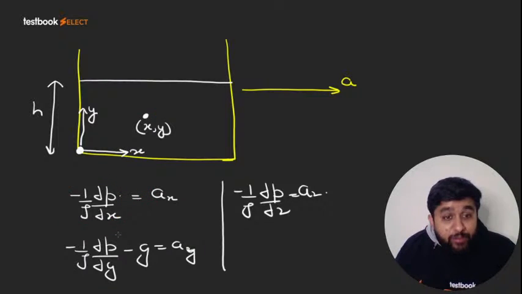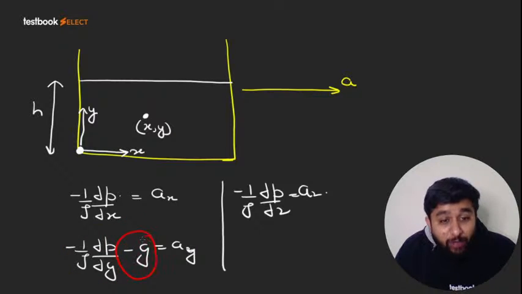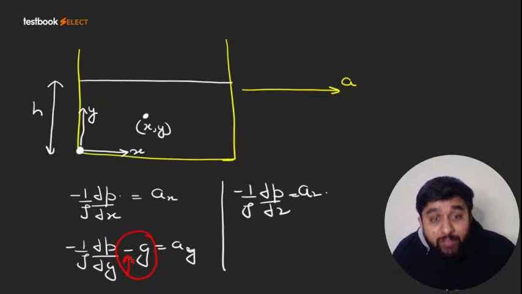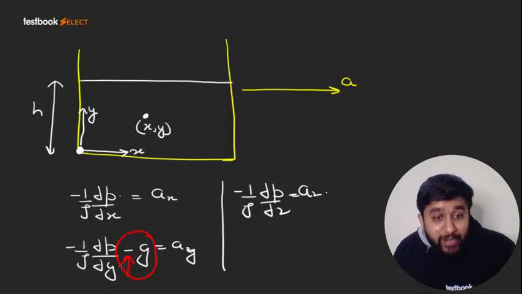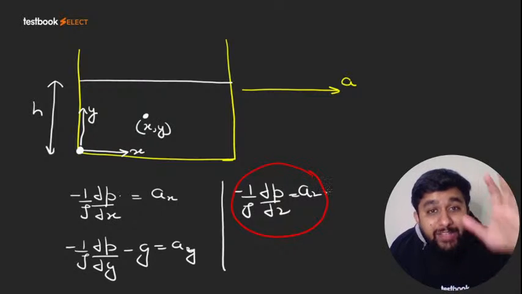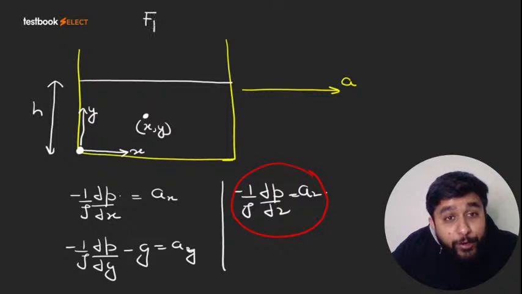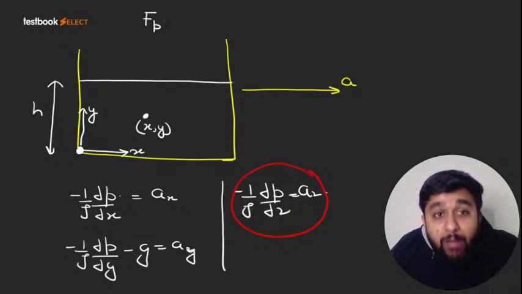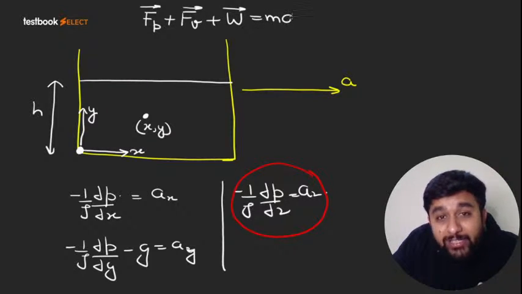Similarly, resultant pressure force on the fluid particle along y direction plus weight of the particle. Why the weight is negative? Because weight is downwards and y is vertically upwards. I hope you remember my sign convention. And similarly, the net pressure force along the z direction is equal to acceleration along z direction. So what I have done, I have simply written that for a fluid particle on position x comma y, we will have resultant pressure force plus weight is equal to mass into acceleration.